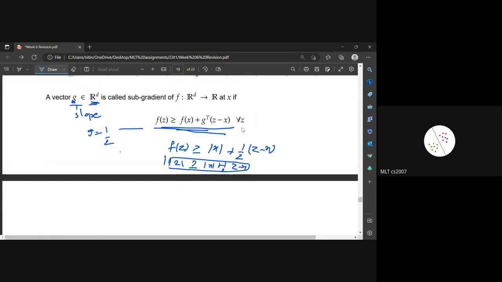So that's all about ridge regression and Lasso regression. If you have any doubt, you can ask. Otherwise, we can discuss how you find this lambda, which was the hyperparameter.